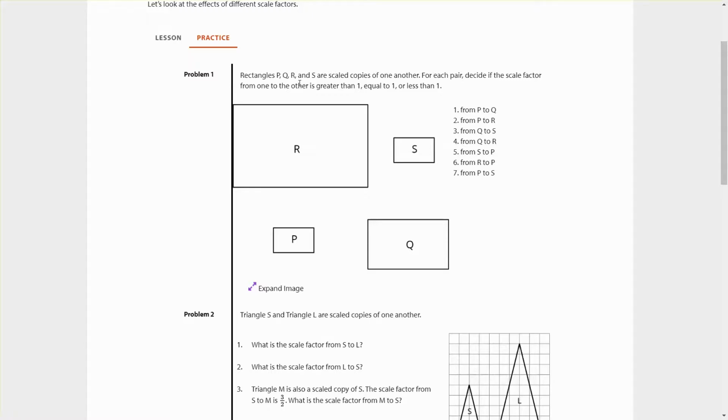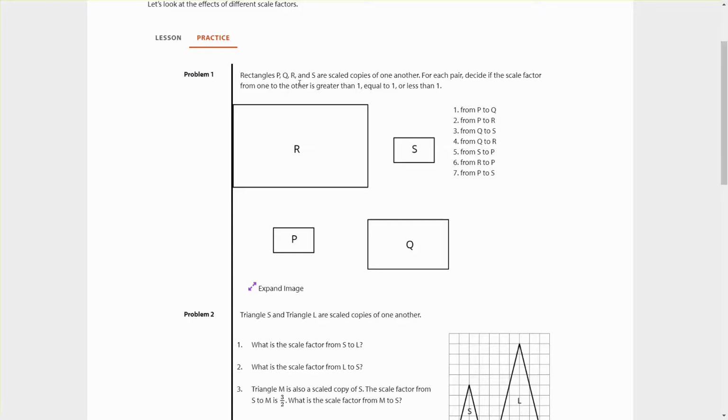If the copy is larger than the original, then the scale factor is greater than 1. If the copy is smaller than the original, then the scale factor is less than 1. But if the copy and the original are the same size, then it is equal to 1.